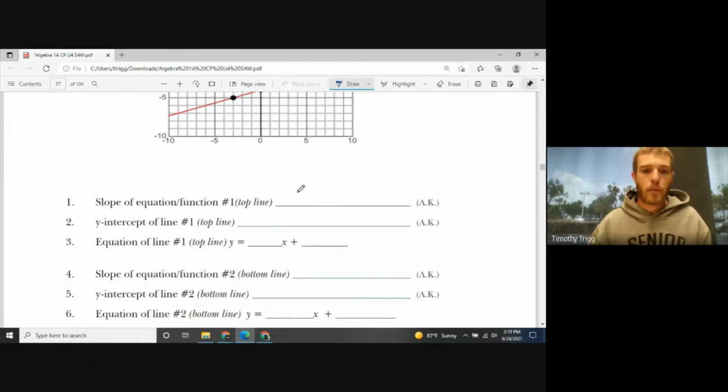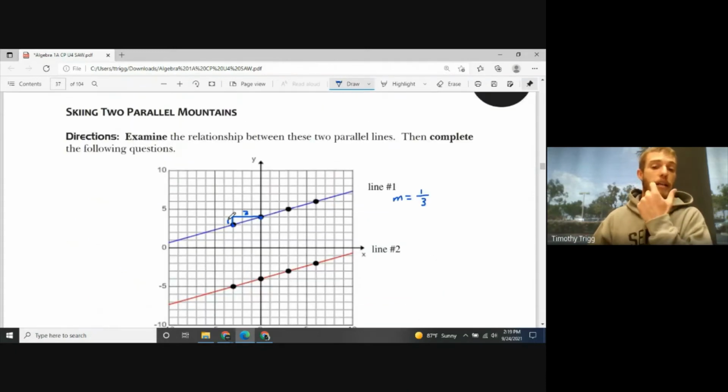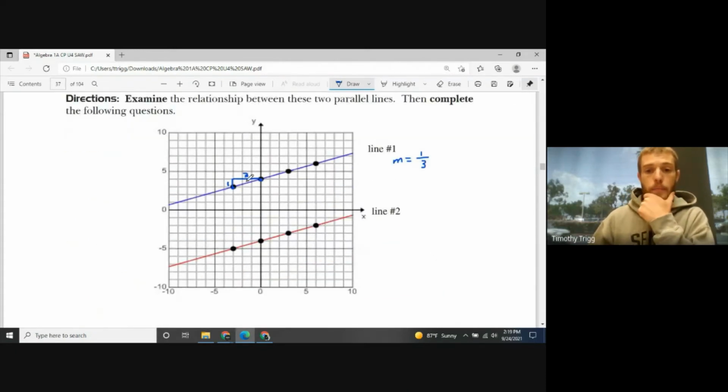So the slope for line 1 is 1/3. What about the y-intercept? Again, we look at line 1. What's the y-intercept? So what's the b? You can see here that the b, the y-intercept, is 1, 2, 3, 4. 4 is the y-intercept. So that's right there.